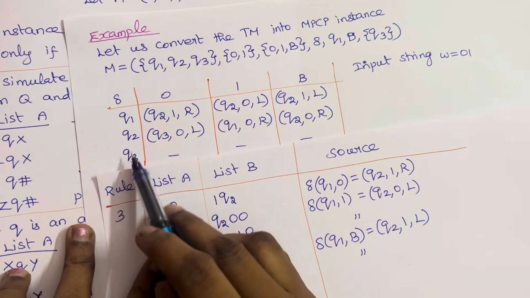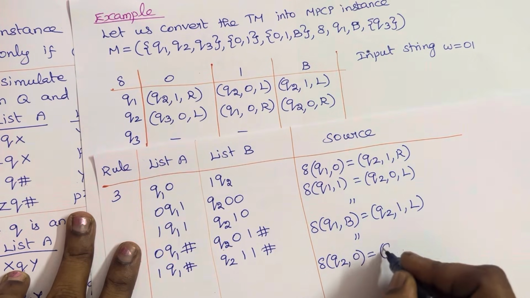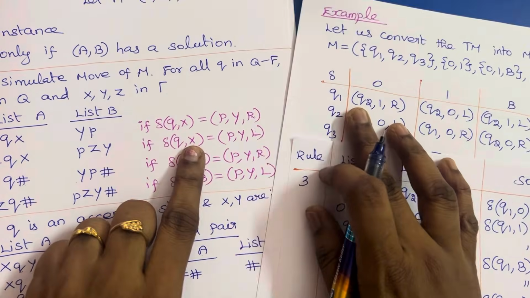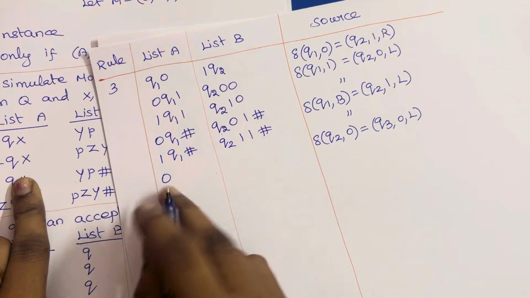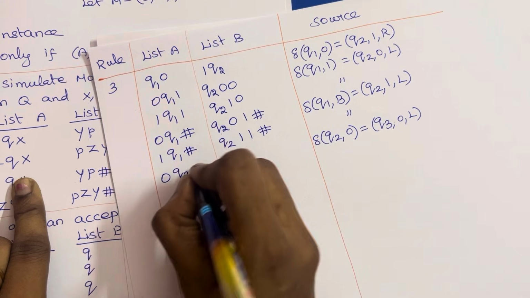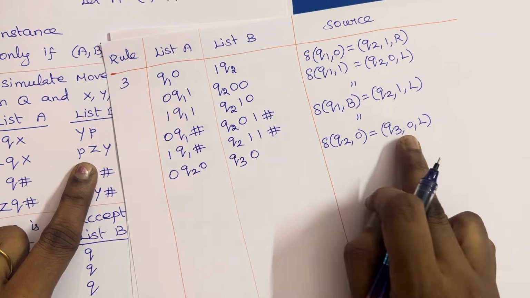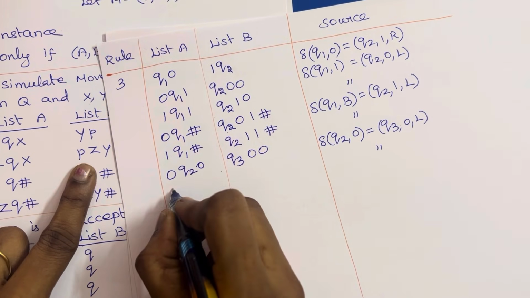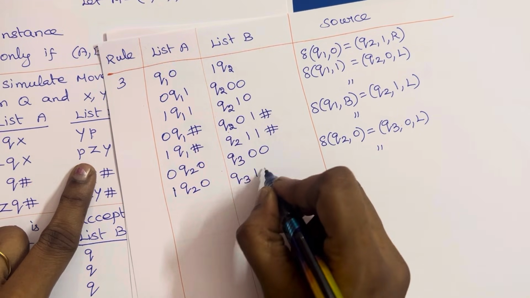Next, we need to write the fourth transition, that is del of Q2 comma 0 equals Q3 0 left move. So this is a tape symbol and left move. So case 2. So we have to write 0 Z 0 Q2 0, and here PZY. P means Q3, Q3 0, Z is 0, Y is also 0. Then we need to repeat this for Z equals 1. So 1 Q2 0, then Q3 1 0.